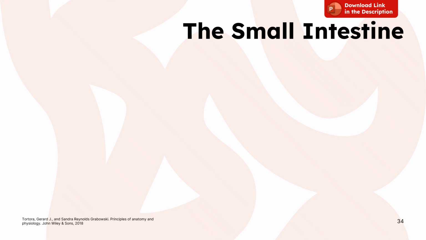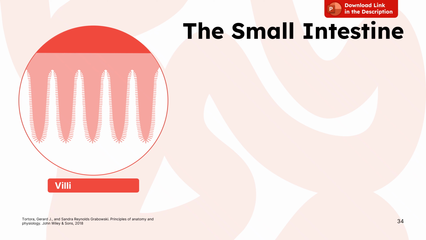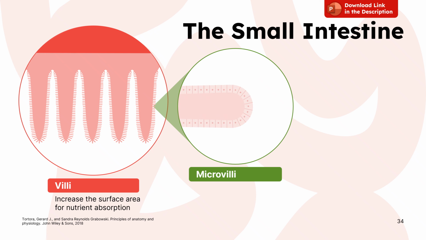In the small intestine, the villi are finger-like projections that significantly increase the surface area for nutrient absorption. Upon closer examination, we find microvilli, which are microscopic, brush-like projections on the surface of the villi, collectively forming what is known as the brush border.